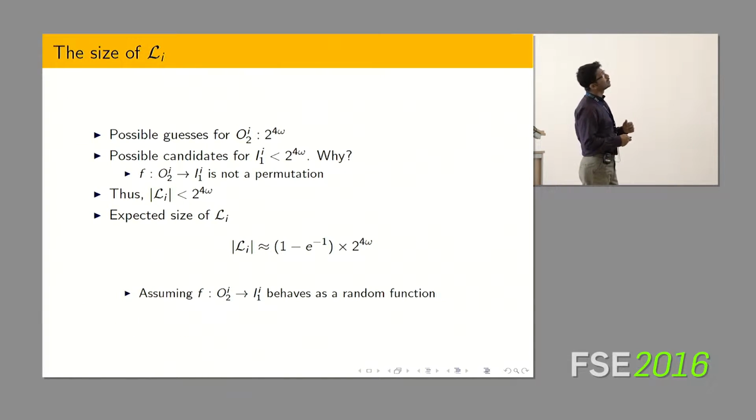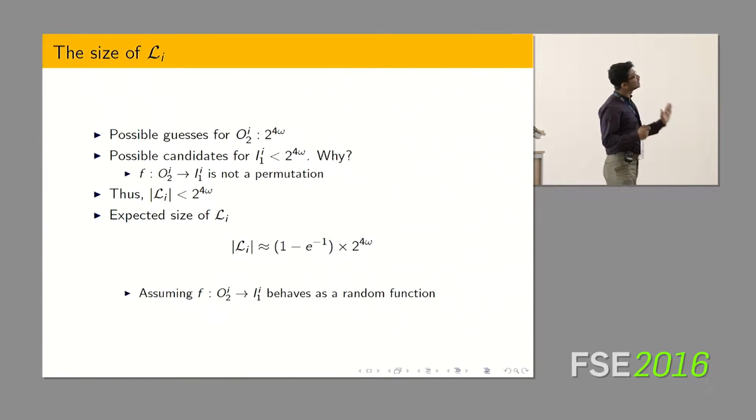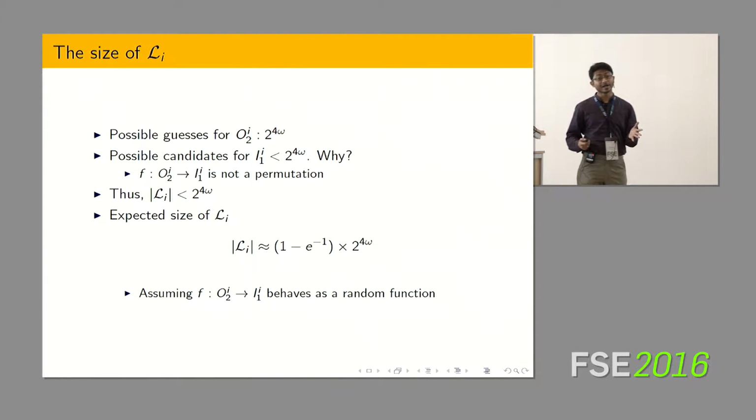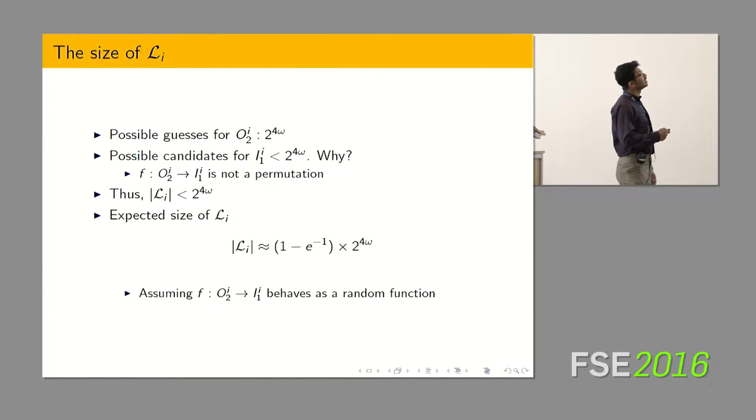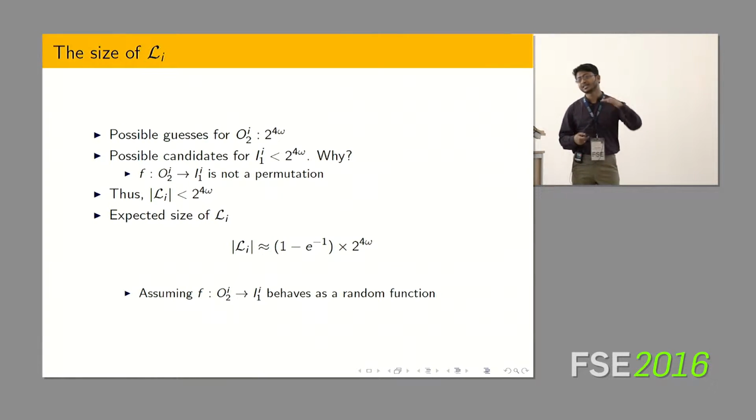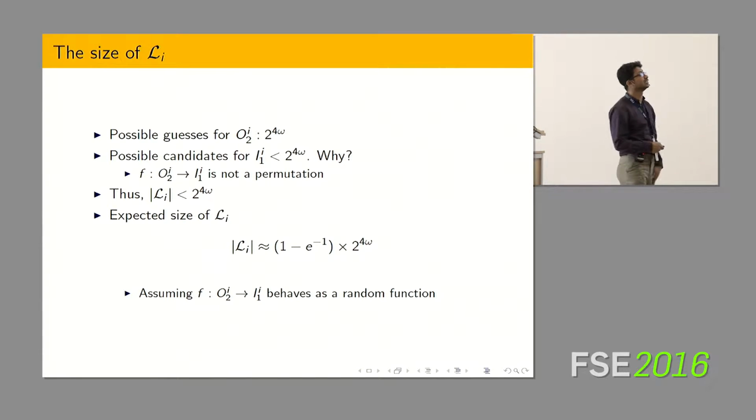Now, what can you say about the size of each of these lists? The first thing that we can say is that it's definitely less than 2 to the power 4 omega. Why? Because the function that maps O2i to I1 is no longer a permutation. So there will be collisions. And hence, the list size, the number of unique elements in the list, is going to be less.